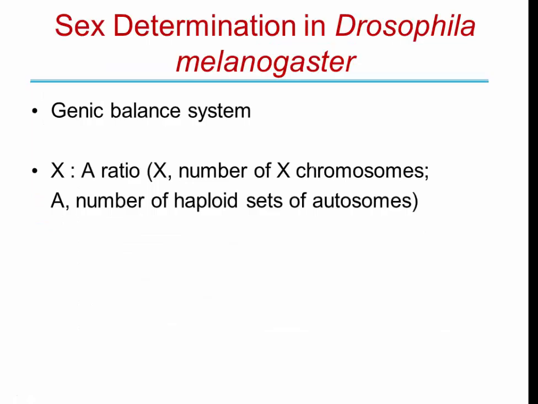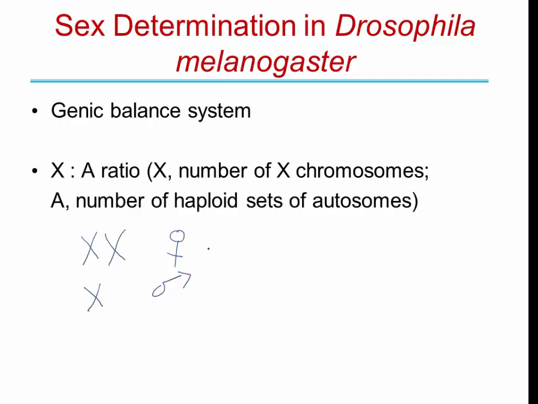So we're going to talk about sex determination in humans and flies, and we know that in humans, it's the Y chromosome that determines maleness. But in Drosophila, it's a little bit different. It's really just the number of X chromosomes. If you have 2 X chromosomes, you're female. If you have 1 X chromosome, you're male.